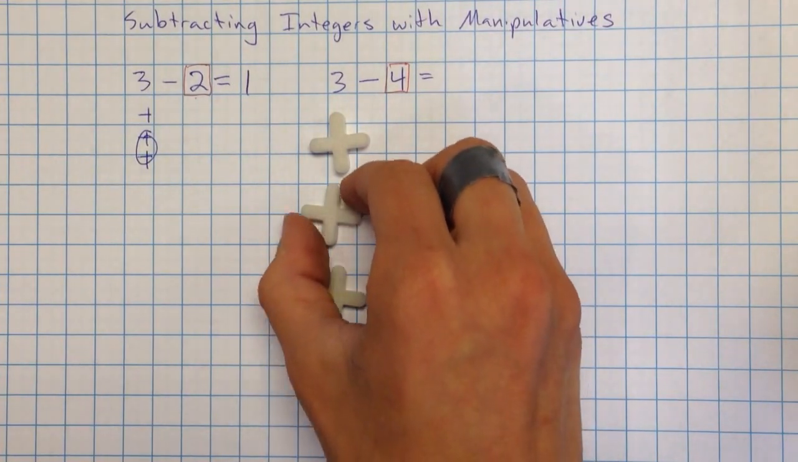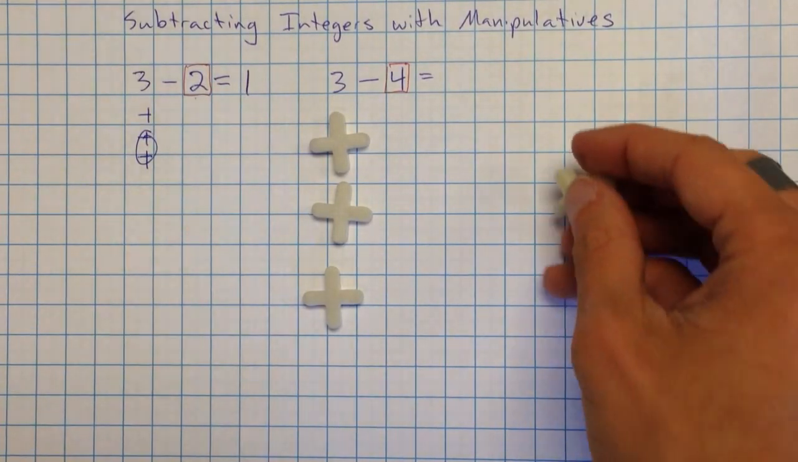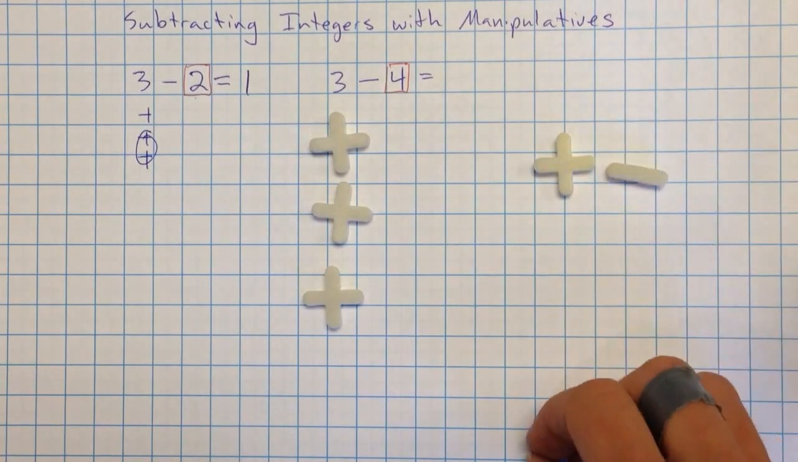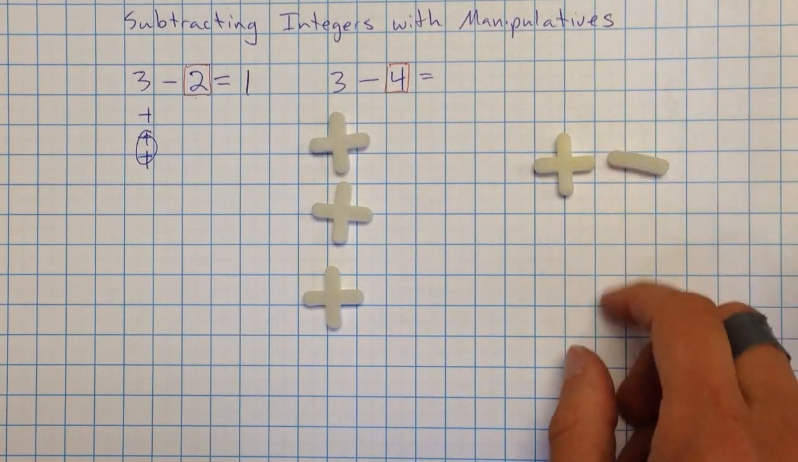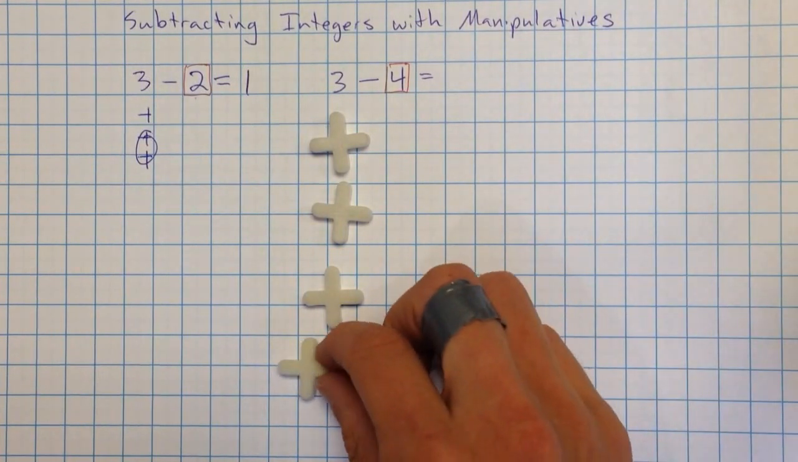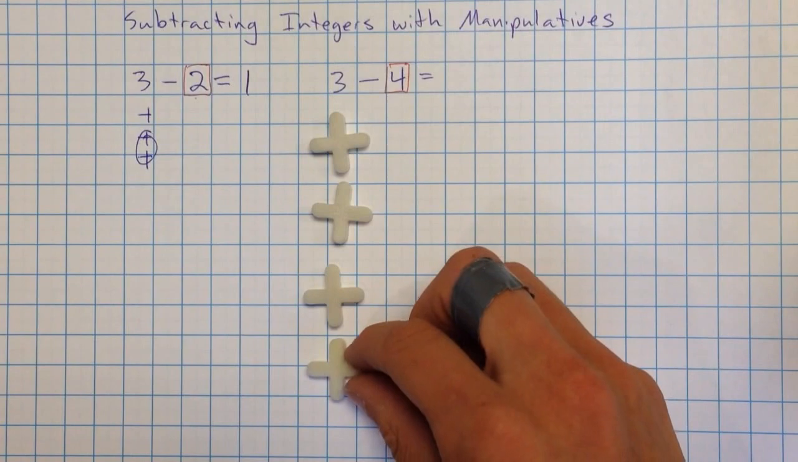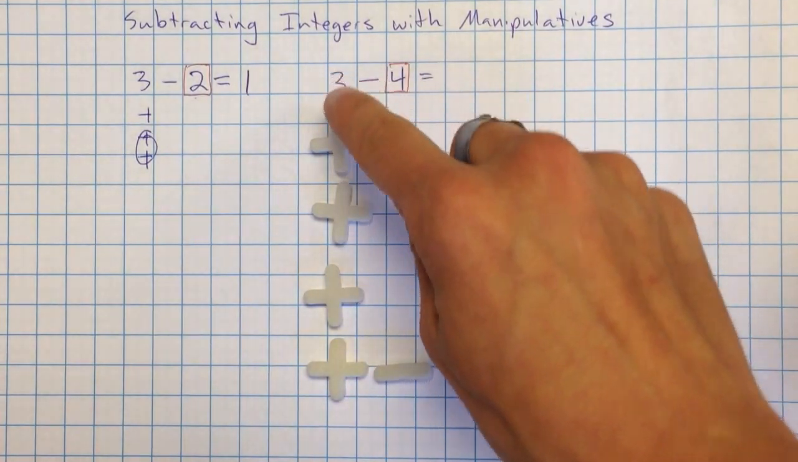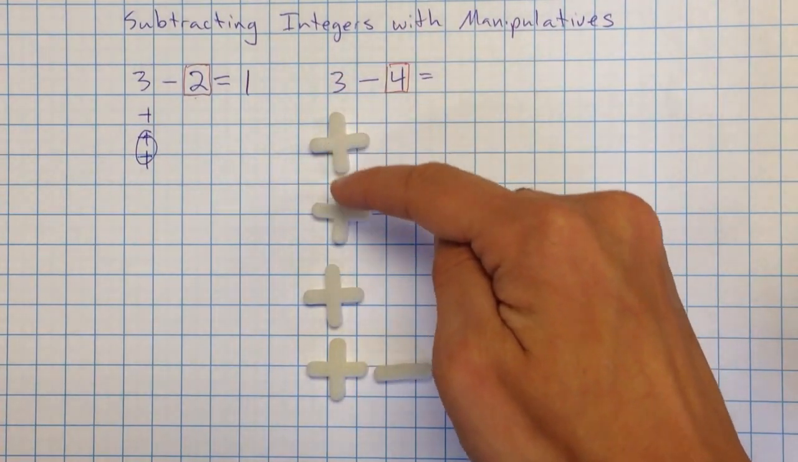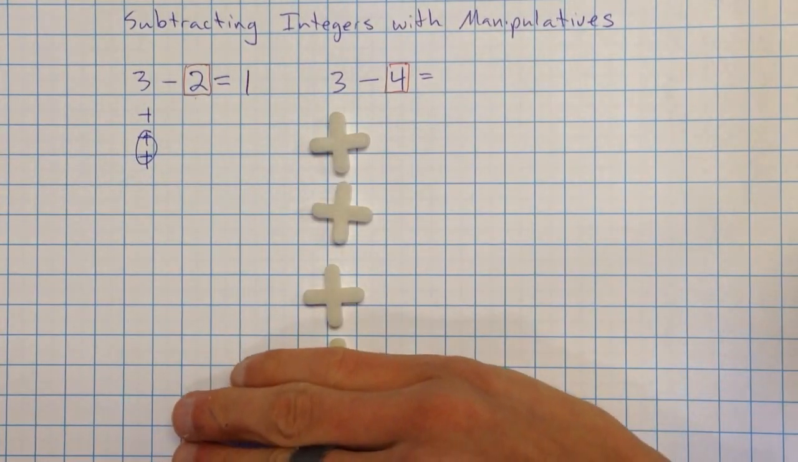I set up my 3 positives. Now I have to take away 4. I don't have 4 positives to take away. I'm going to remember back to what I was doing before. Remember that if I have a plus and a minus, together a positive 1 plus a negative 1 equals 0. So if I added this to a problem, it's like I'm adding 0 to a problem. If I add this 0 right here, the value of this left side is still 3. 1, 2, 3, 4 minus 1 is 3. This is still equal to 3.